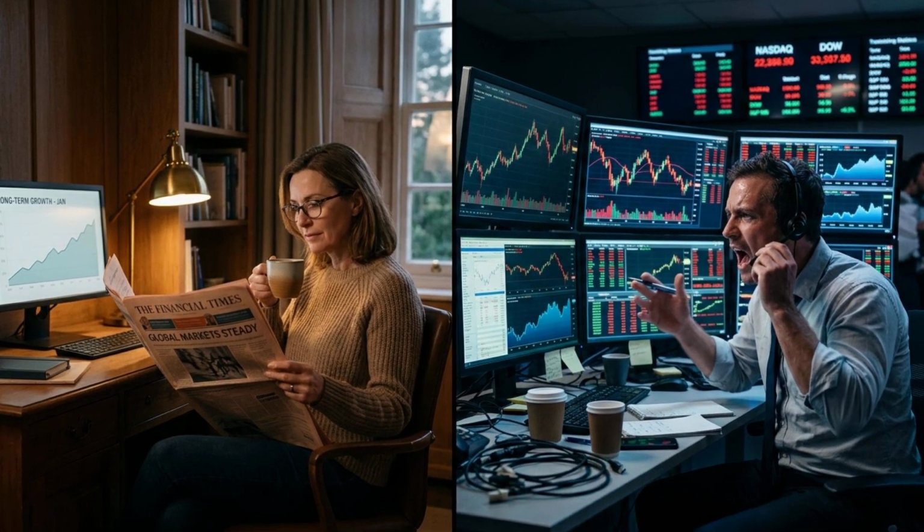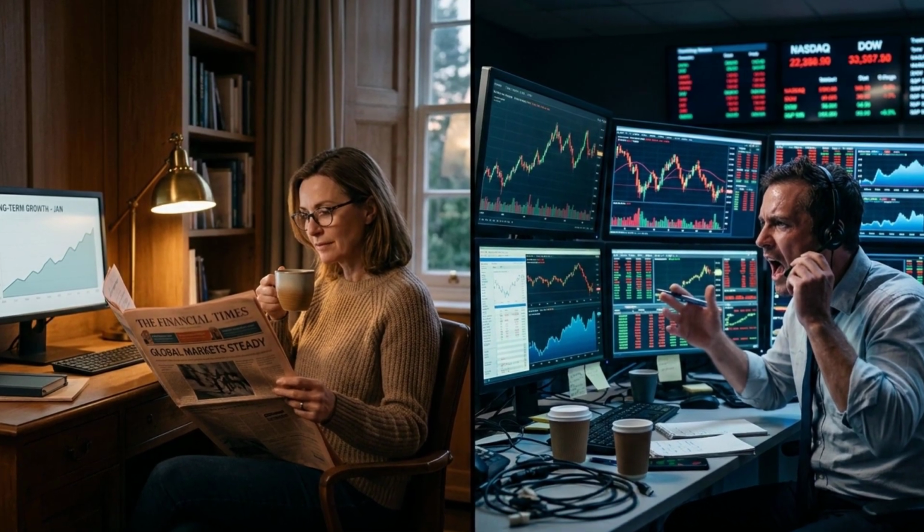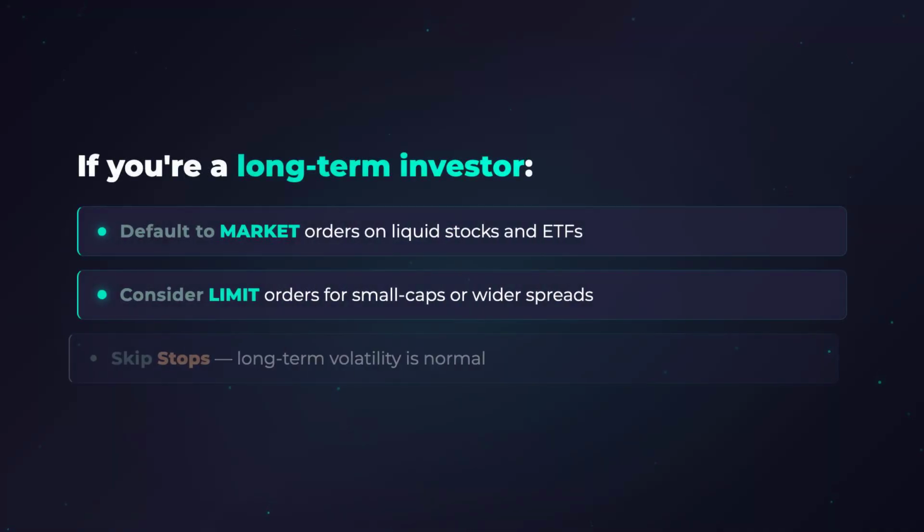It depends on which side of this picture you're on. If you're investing for the long term, buying index funds, holding quality companies for years, market orders are fine for most trades. Use limit orders if you're touching small caps or trading at weird hours. And honestly, skip stops entirely. You don't need a circuit breaker on a 30-year holding.